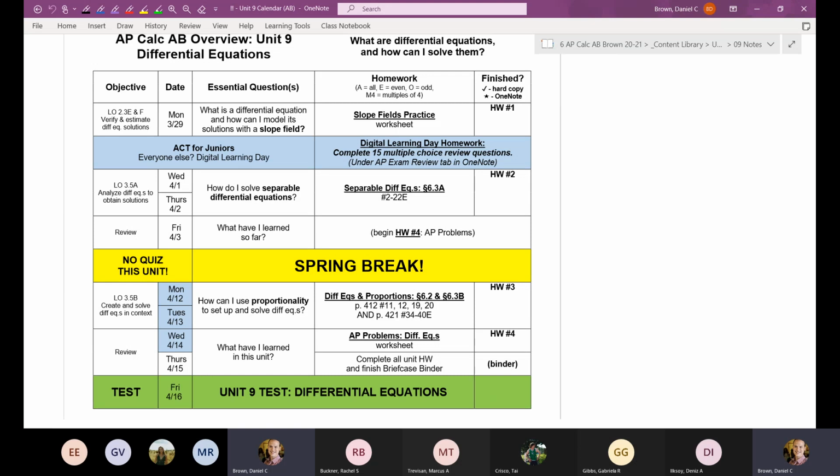But it's really just, I don't want to say just, but it's 3 main topics. So it's the idea of a differential equation and analyzing it, something called solving a separable differential equation, and then a certain type of differential equation word problem.